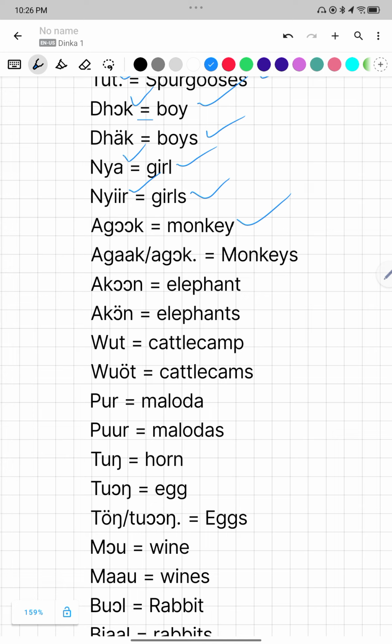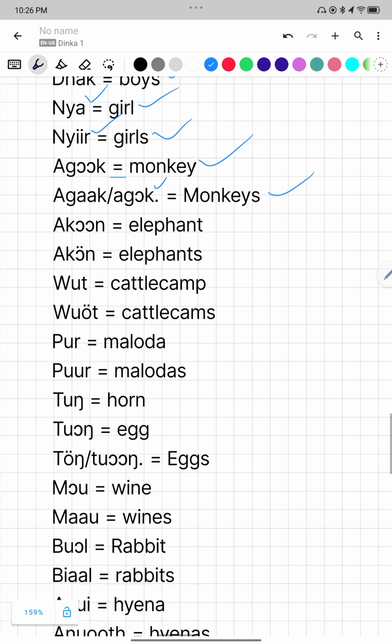Agok. Monkey. Agak or agok means monkeys. Akon. Elephant. Akon. Elephants. Wood means cattle camp. Wood means cattle camps.